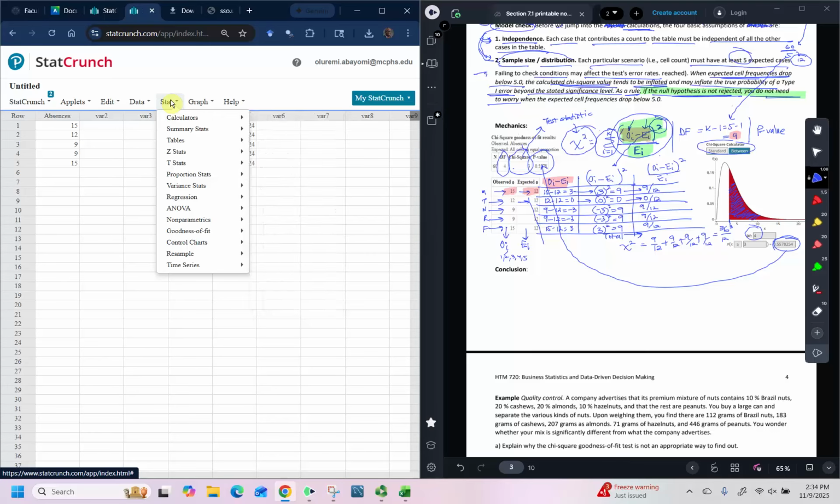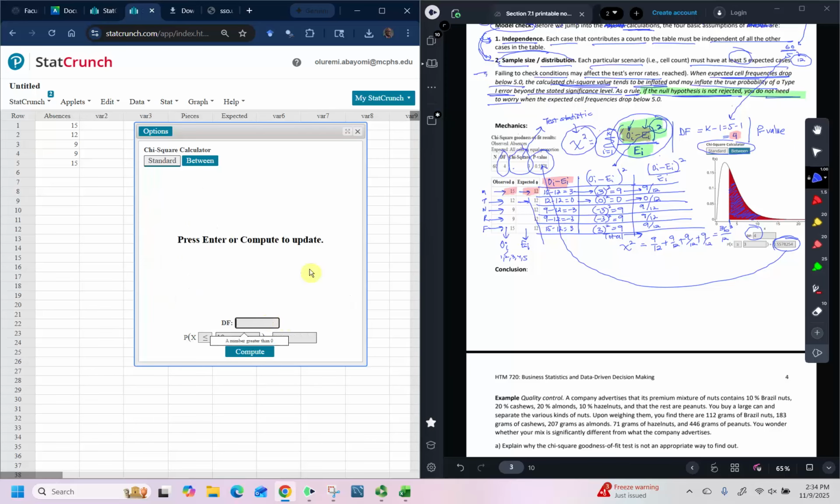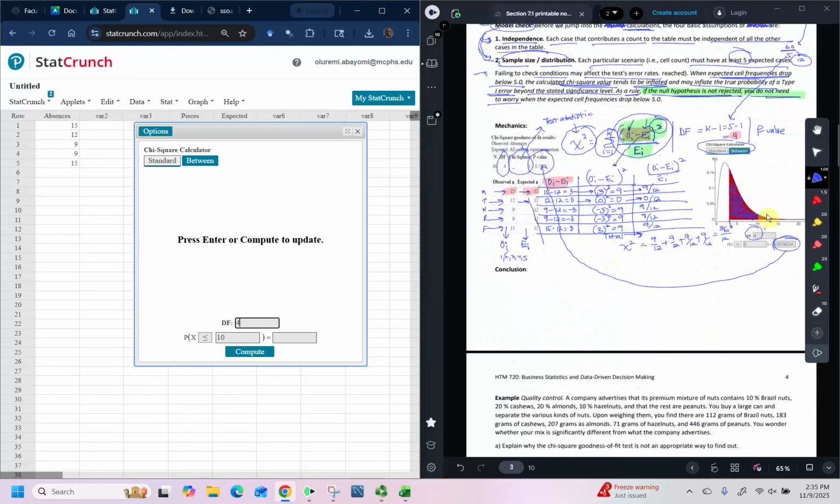Go to statistics, go to calculators, go to chi-square calculator, supply the degree of freedom. The degree of freedom is how many subgroups do we have? We have 1, 2, 3, 4, 5. 5 minus 1 is 4. You must always say 5 minus 1, and then you have your 4. Then we want to look at the upper tail.